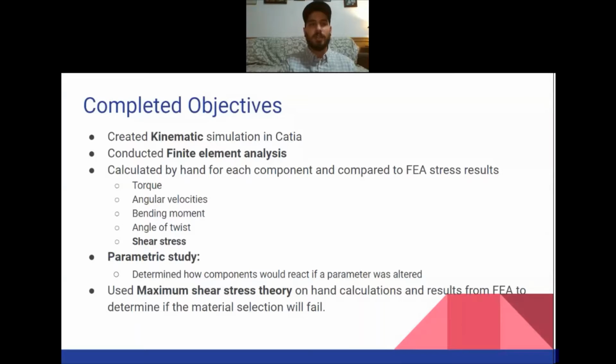At the beginning, we laid out a few objectives for ourselves. We successfully modeled a kinematic simulation of our design in CATIA and ran FEA on our critical components. Then we compared our results with our own calculations and found a way to incorporate what we learned this semester into our data as well. At the end, we changed a few parameters of our system just to see what kind of effects we could produce.